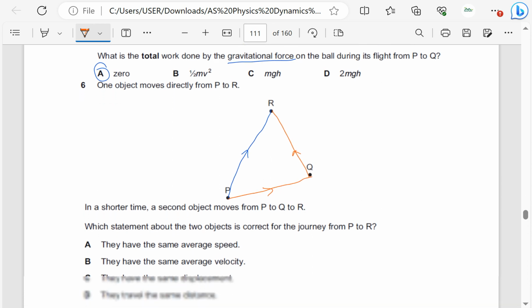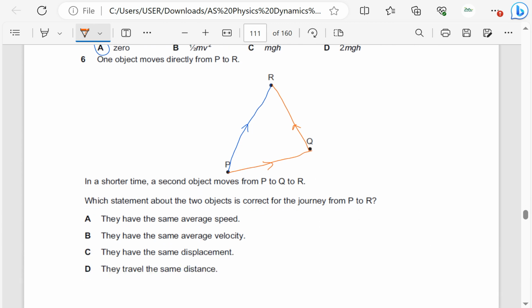Which statement about the two objects is correct for the journey from P to R? Of course, for P to R the displacement is just P to R. They do not have the same average speed, because average speed is total distance over total time, and the total distance for PQR is not the same as PR.